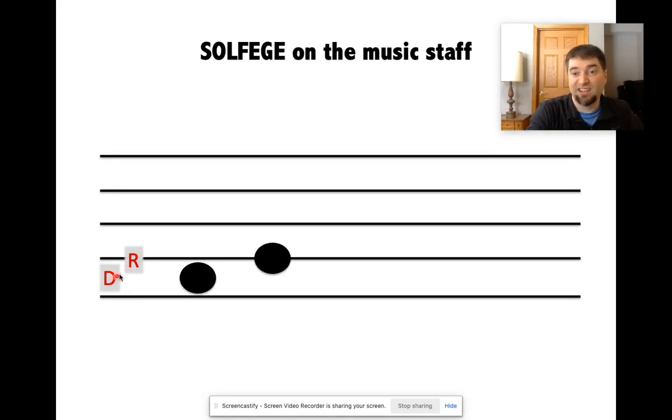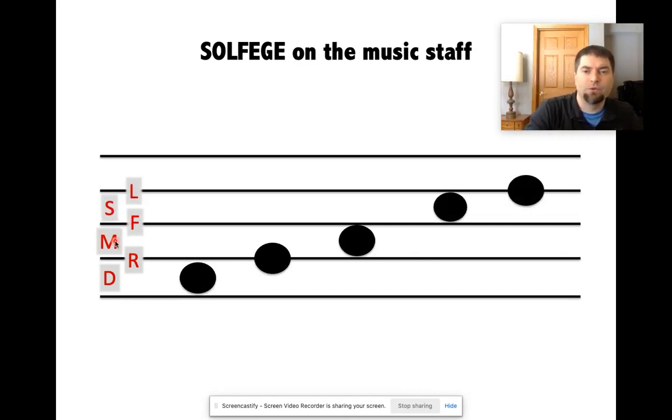Re is a step above, which means that it goes on the line above for right now. And mi would be in the space because that's also a step. And if we keep going, we have fa and we have sol and la. Now I didn't put a fa note head in because we're not going to use fa right now, but if there was, it would be on this line here.